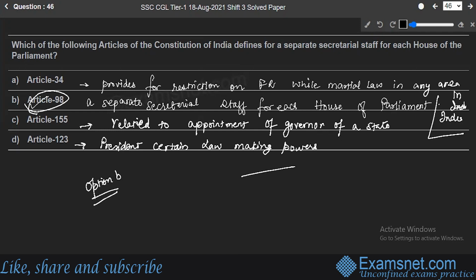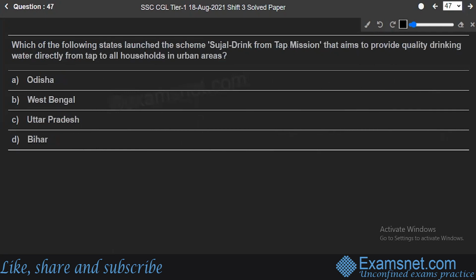Next, question number 47. Which of the following states launched the scheme Sujal Drink from Tap mission that aims to provide quality drinking water directly from tap to all households in urban areas? Odisha, West Bengal, UP, or Bihar? Well, Odisha is the correct answer.